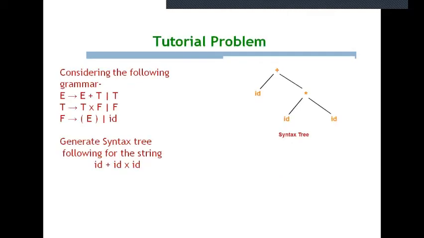And next we are going to discuss some tutorial problems. So consider the tutorial problem: E derives E plus T or T, T derives T into F or F, F derives within brackets E or ID. Generate the syntax tree for the following string: ID plus ID into ID. Okay, so this is the output of the syntax tree. So ID into ID is drawn first, then the result is added with ID.